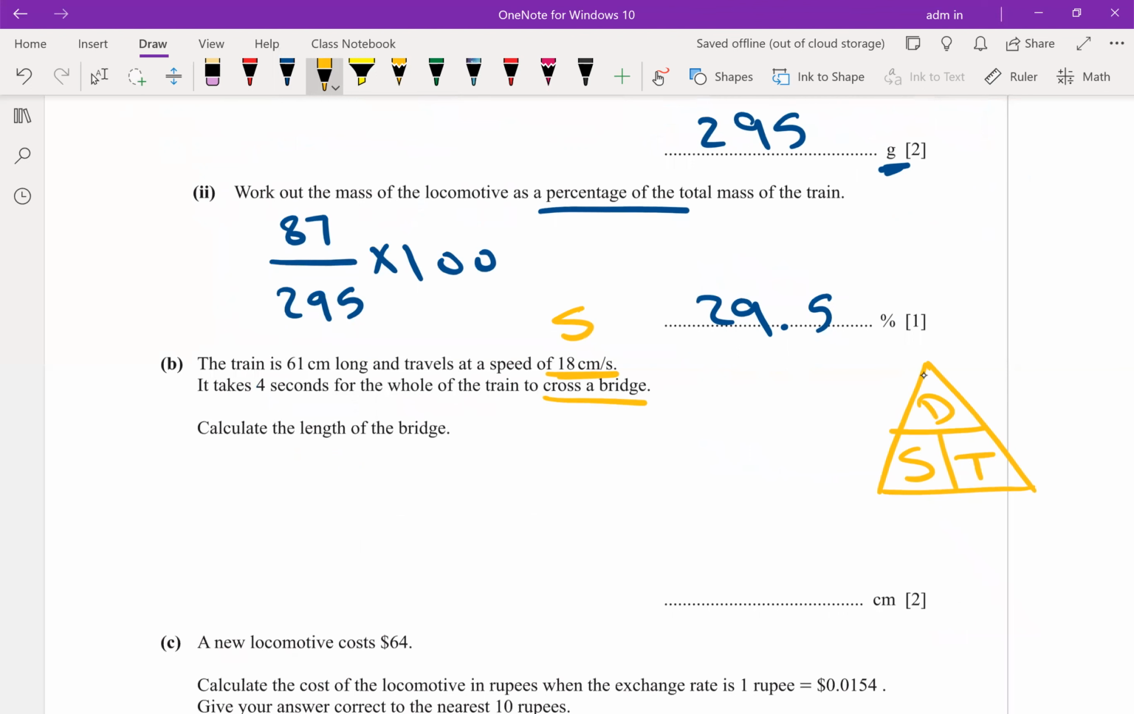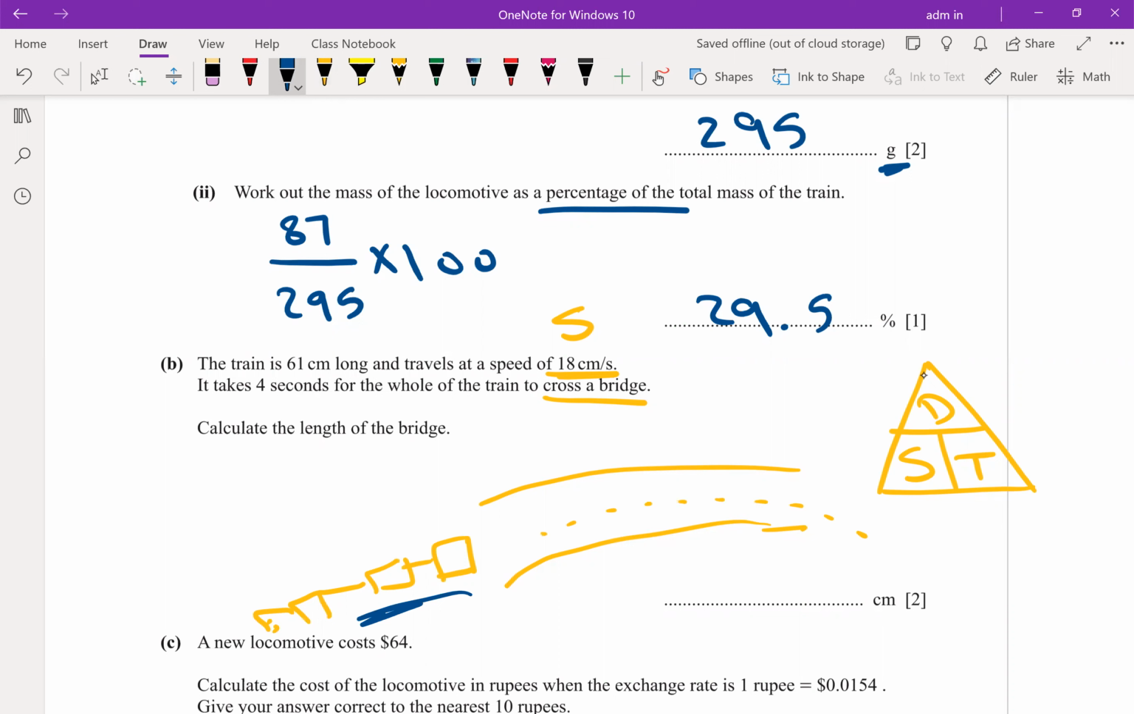If say we have a bridge, start from this point to cross the whole bridge. We solved 2 questions and classified exactly the same. When crossing the whole bridge, what is the total distance moved? The total distance moved is the length of the train, which is 61, in addition to the length of the bridge, which is not given. Let's say it's x.